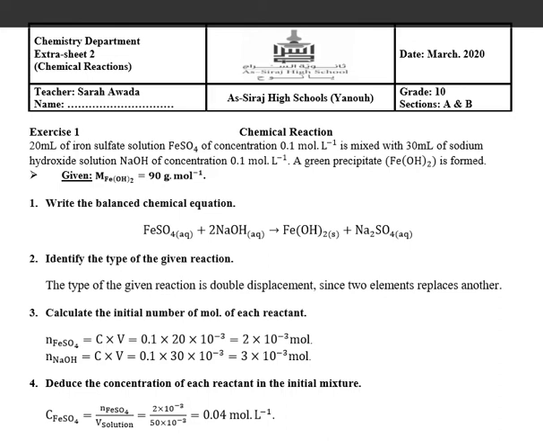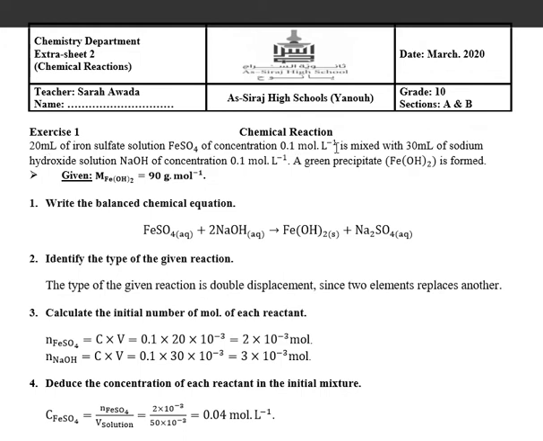Good morning, everybody. Today we are going to solve an exercise about chemical reaction. Given an iron sulfate solution FeSO4 with concentration 0.1 mole per liter and volume V equal 20 milliliter.